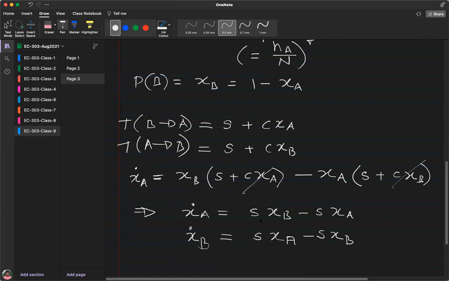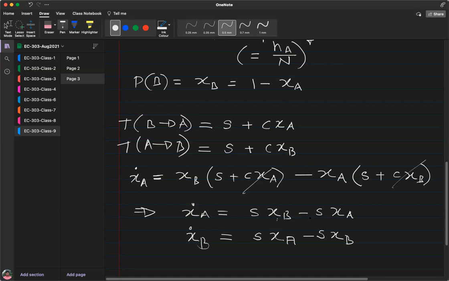By the way, xa dot is basically stochastically switching from b to a. That is this term. The inflow is entirely because of stochastic switching from b to a, and the outflow is because of stochastic switching from a to b. Right? That's what these two terms mean. Always think what the terms mean.